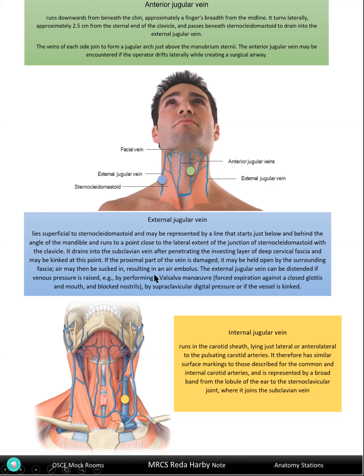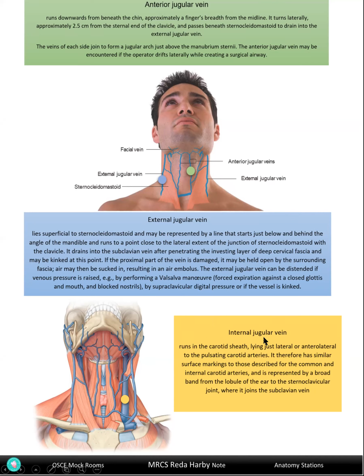The external jugular vein can be distended if venous pressure is raised, like when performing a Valsalva maneuver, by supraclavicular digital pressure, or if the vessel is kinked. The big one: how the internal jugular vein is formed.